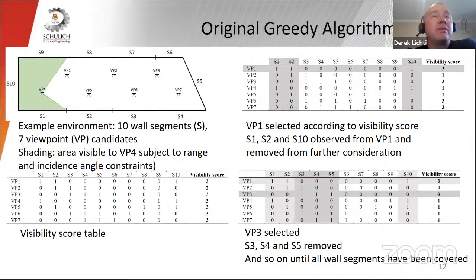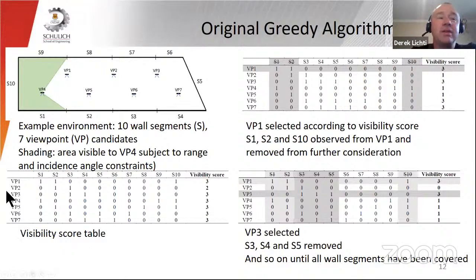So what we have on the top left is a little cartoon showing a hypothetical environment, a trapezoidal room or corridor, whatever it may be. And it's been decomposed into 10 wall segments, S1 to S10. And the workspace environment has been, we've delineated 7 candidate viewpoint locations. So there are 7 possible instrument locations. We need to decide upon a network configuration with a minimum number of viewpoints so as to cover all 10 wall segments. And so what we do is construct the visibility score table.